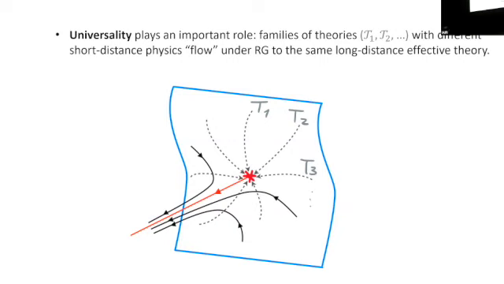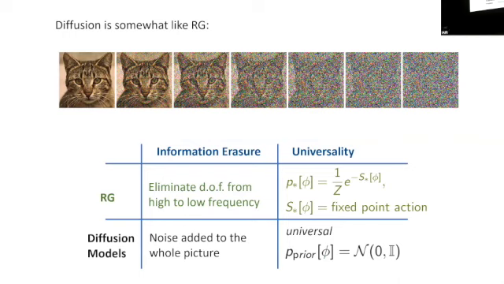Okay, that's thanks to the universality property. That's, I think, all I want to say about RG. So just a comment: diffusion is now somewhat like RG. I don't claim that this is a dictionary. Rather, I would like to think about it as an analogy.